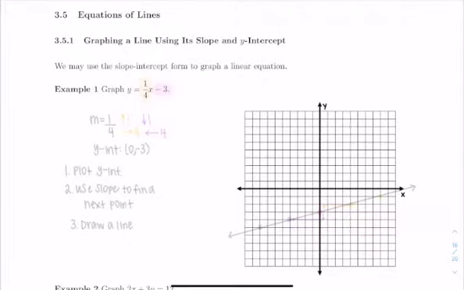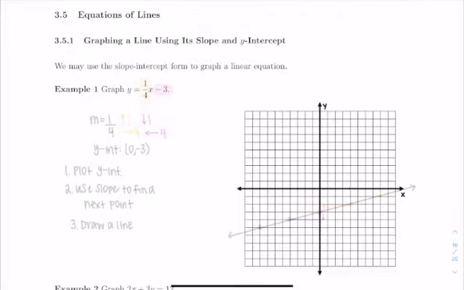In section 3.5, we talk about equations of lines. So the first thing we're going to do is graph a line using its slope and its y-intercept. This tends to be the easiest way to graph a line when given an equation. So we have the function y equals 1/4 x minus 3. So let's go ahead and pull out what the slope and the y-intercept would be.